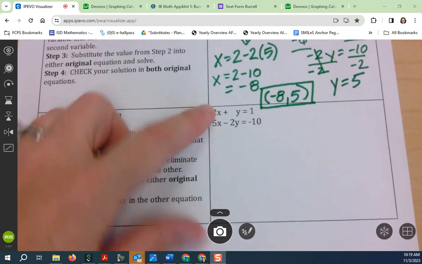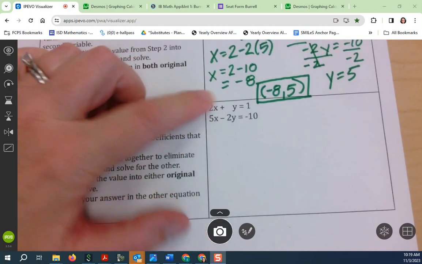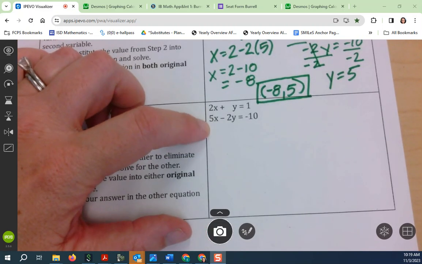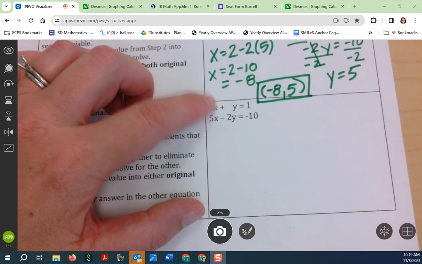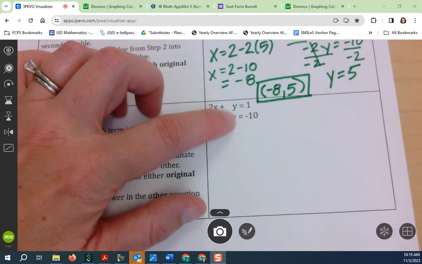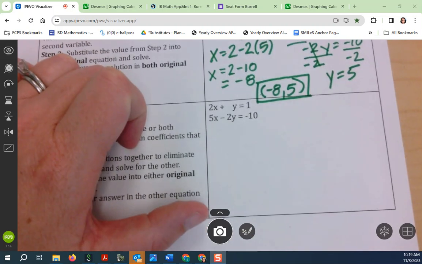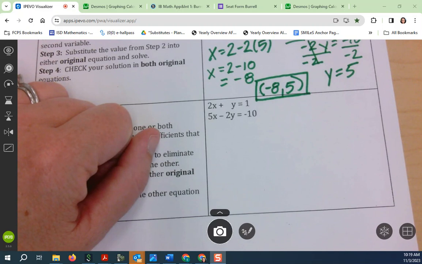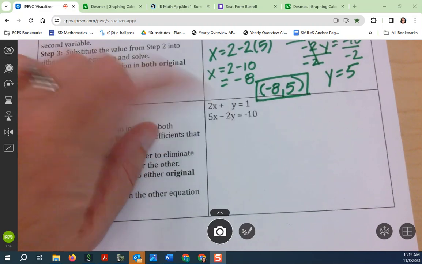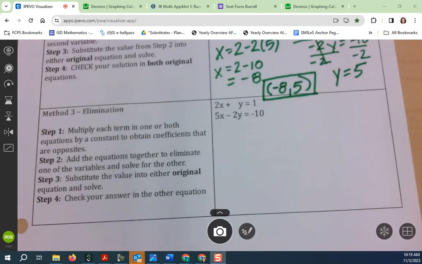So in this case, I could either make the x's match up or be opposites, or I could do that with the y's. Is it going to be easier to make the same x's or the same y's? The same coefficient or opposite coefficients.